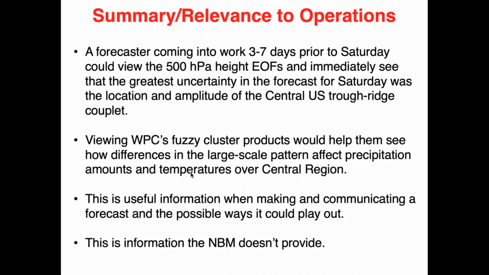So just to summarize and give the relevance to operations, a forecaster coming into work 3 to 7 days prior to Saturday could view the 500 millibar height EOFs and immediately see that the greatest uncertainty in the forecast for Saturday was the location and amplitude of the central U.S. trough ridge couplet. Viewing WPC's fuzzy clustering products would help them see how differences in the large-scale pattern affect precipitation amounts and temperatures over central region. And I think that this is useful information when you're making and communicating a forecast and also the possible ways that it could play out. And this is information that the NBM does not provide.